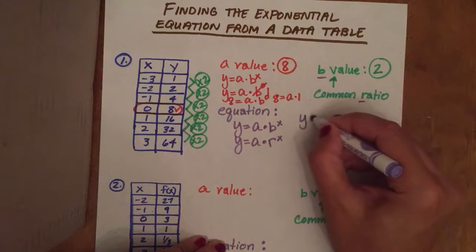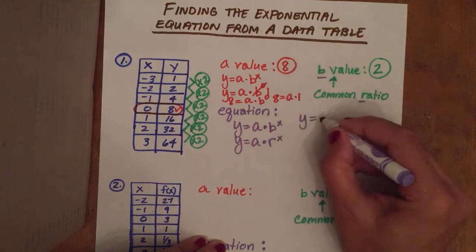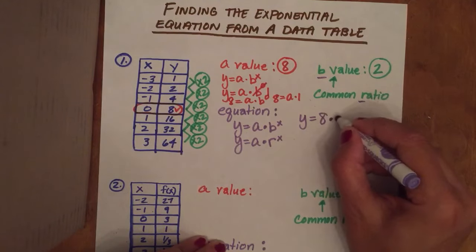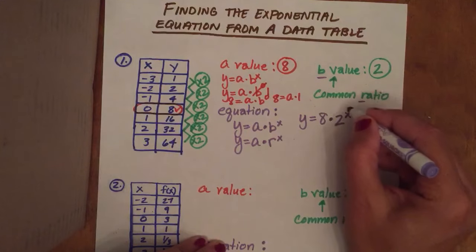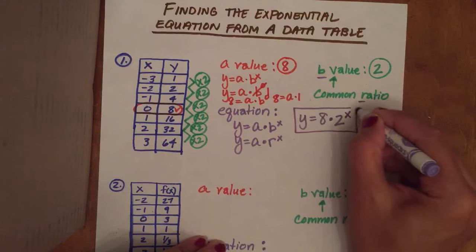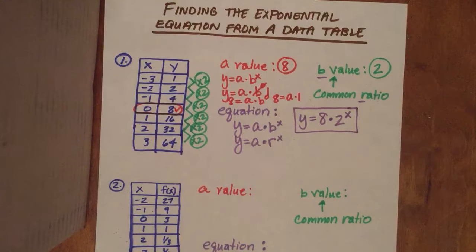So my equation is going to be y equals my a value, which is 8, times my ratio, my b value, times 2 to the x. And that's how you determine the equation from the table. Now there's another way you can do it.